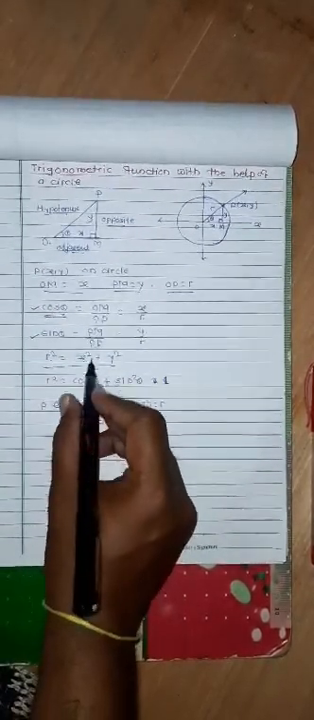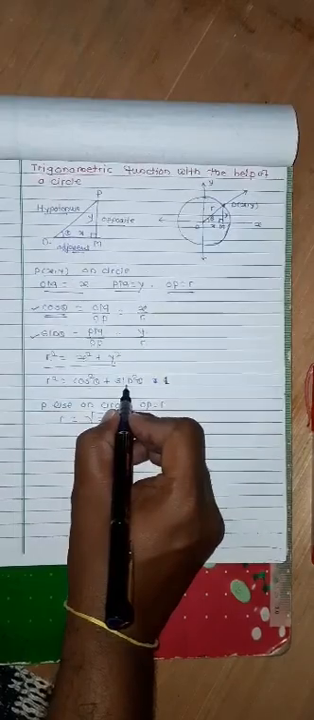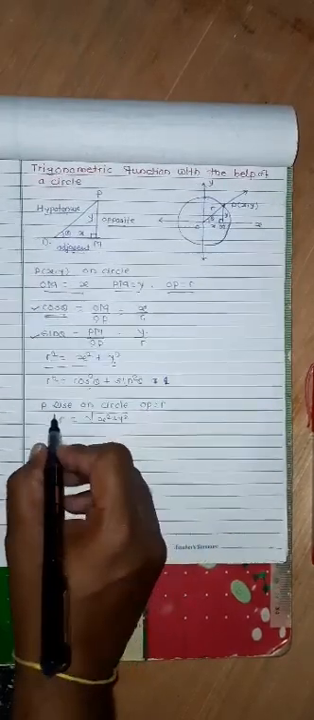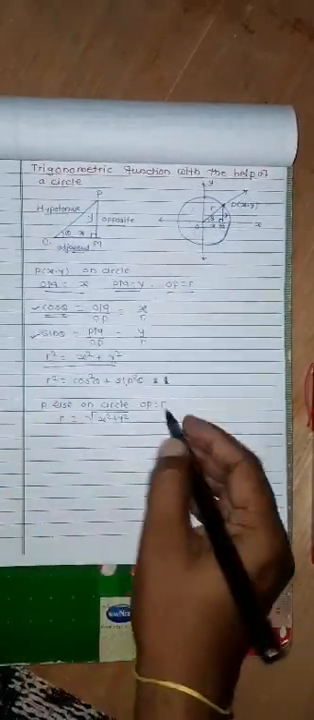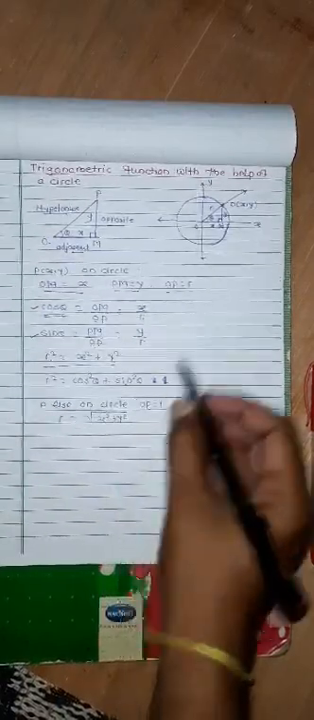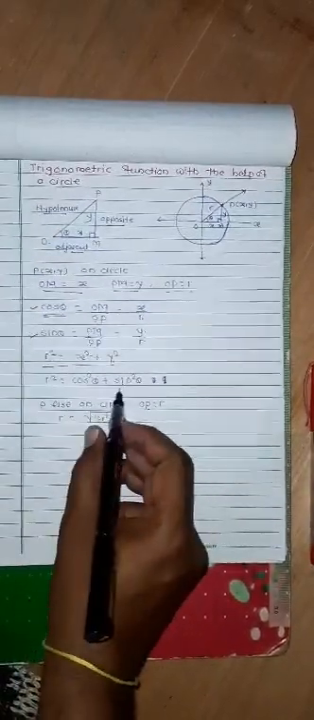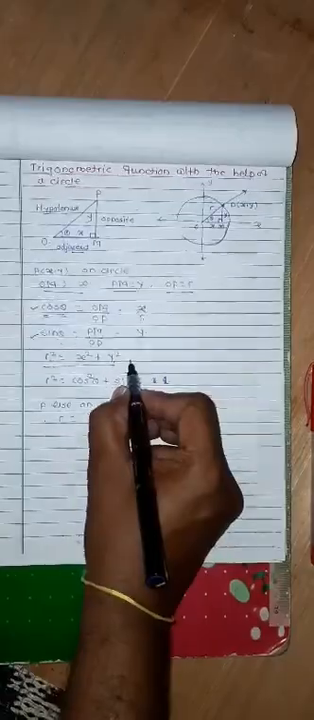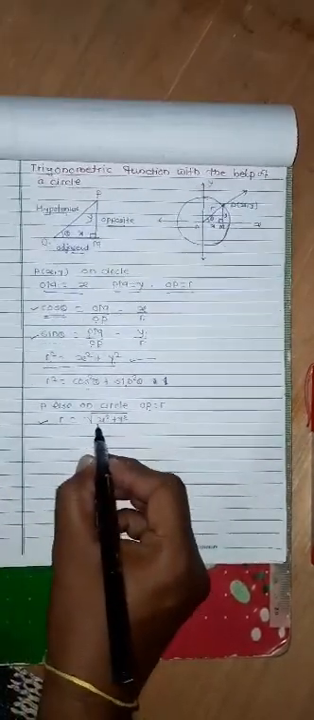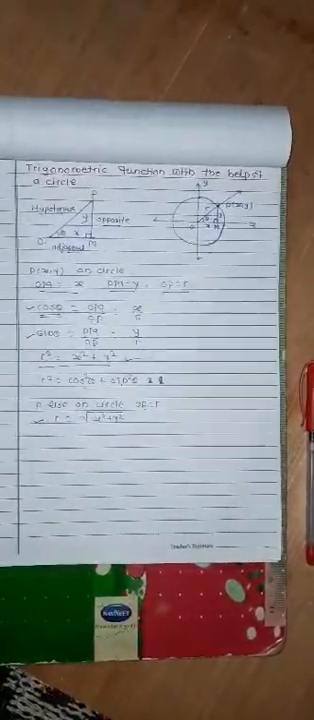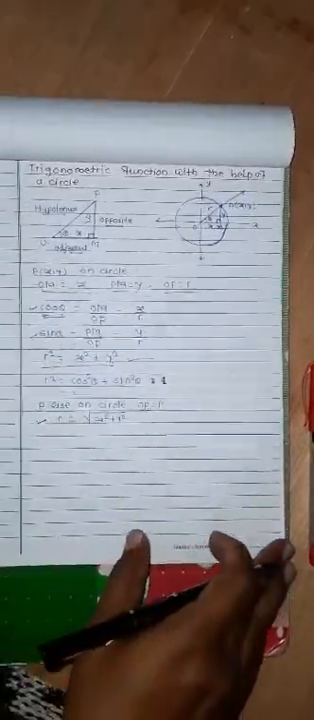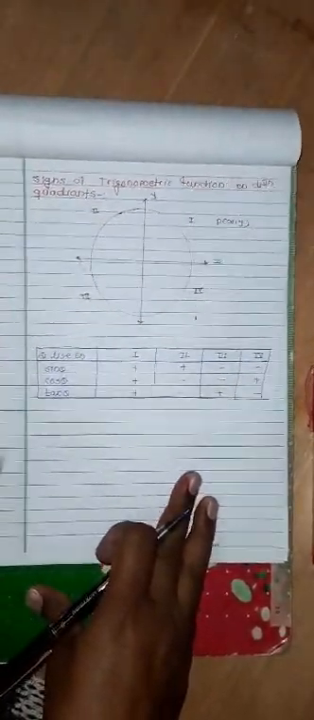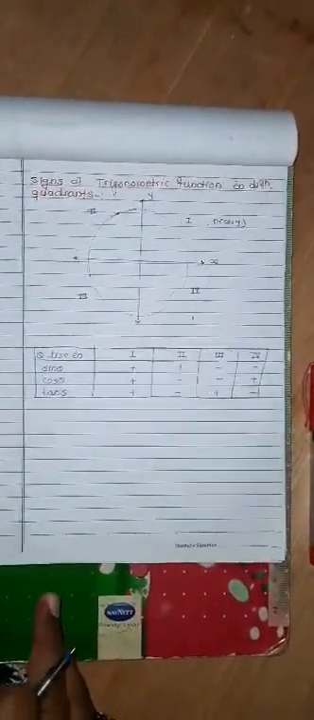Here we put the value of cos square theta plus sine square theta. Then P lies on a circle, and OP is equal to r. To calculate r, we use this equation: r is equal to under root of x square plus y square, isn't it?